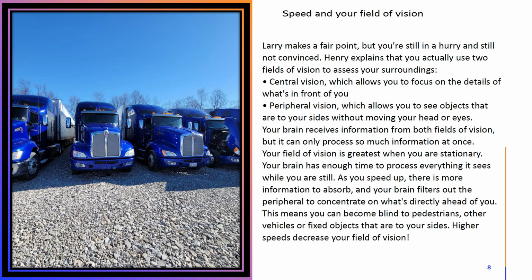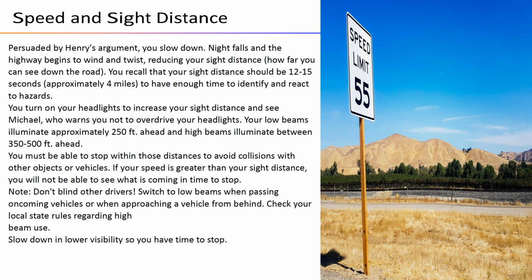Your brain receives information from both fields of vision, but it can only process so much information at once. Your field of vision is greatest when you are stationary. Your brain has enough time to process everything it sees while you are still. As you speed up, there is more information to absorb, and your brain filters out the peripheral to concentrate on what's directly ahead of you. This means you can become blind to pedestrians, other vehicles, or fixed objects that are to your sides. Higher speeds decrease your field of vision.